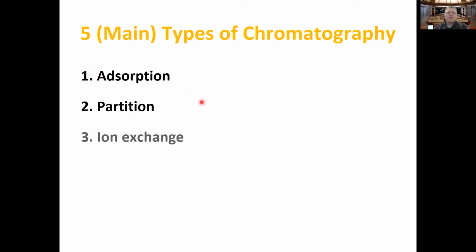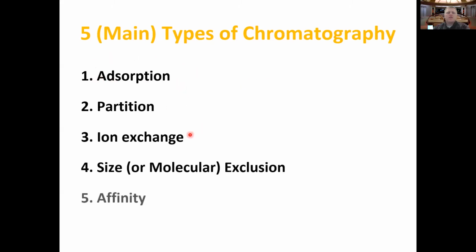There's 5 main types of chromatography. We're just going to introduce each of them really briefly today, and that'll be our lecture. The first type is adsorption, then second is partition, third is ion exchange, fourth is size or molecular exclusion, and fifth is affinity.